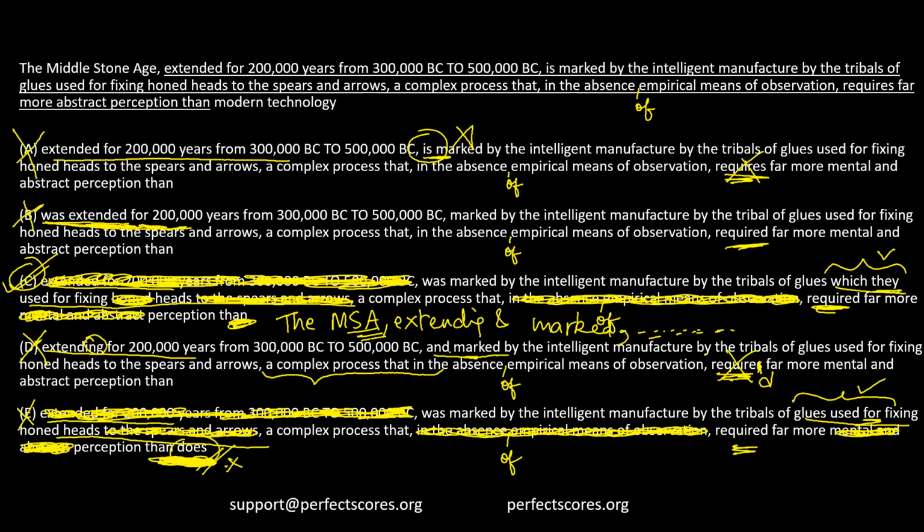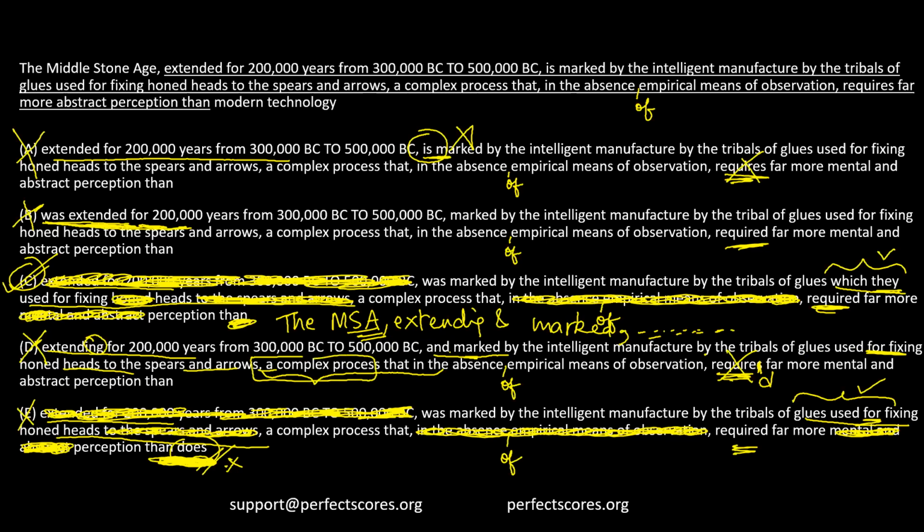Did you get this part? The Middle Stone Age. And then you have some description about it, extending for these many years and marked by something. A complex process is also talking about Middle Stone Age, right? So that's not correct? No, the complex process is talking about this fixing honed heads to the spears and arrows. That is the complex process.